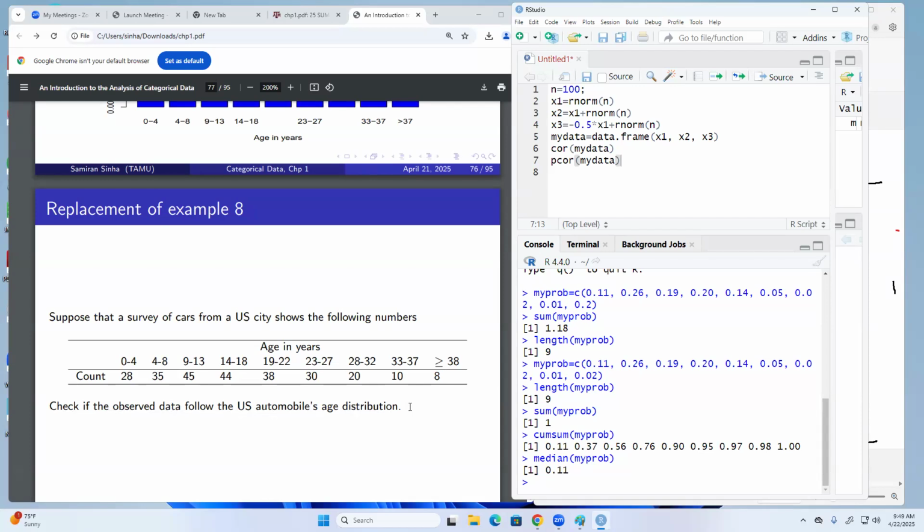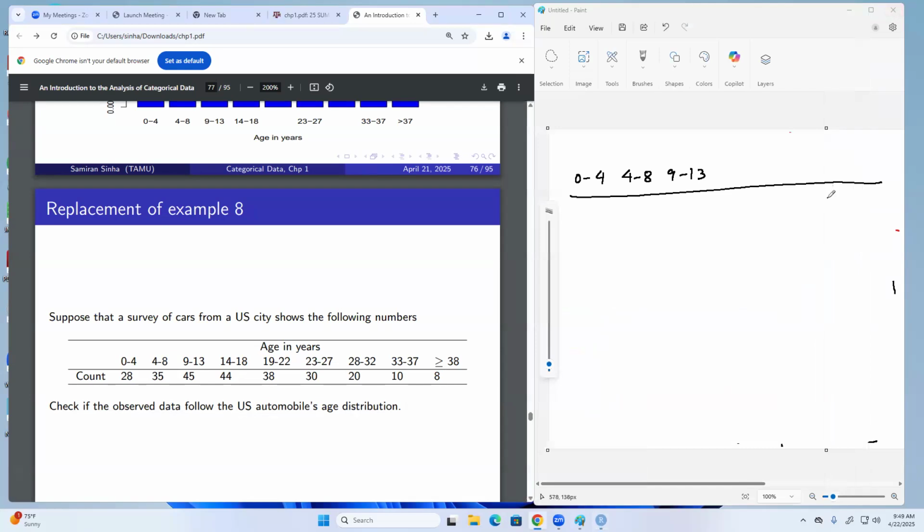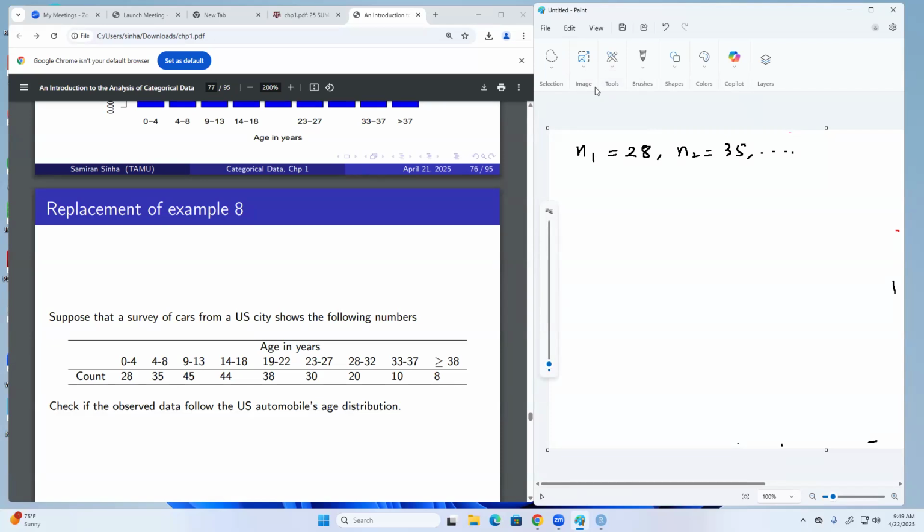So these are the observed counts. You can call them N1, N2, the observed counts. N1 equal to 28, 5, so on and so forth. And how many categories we have? 1, 2, 3, 4, 5, 6, 7, 8, 9 categories. So N9 equal to 8.